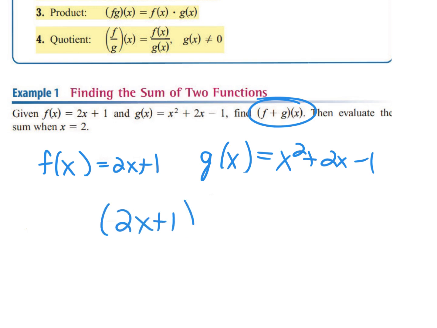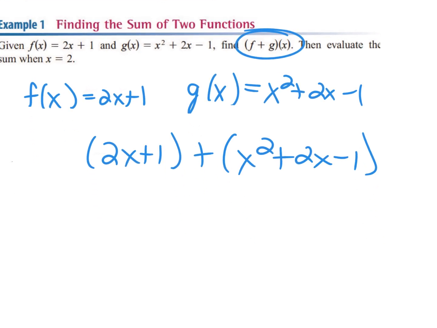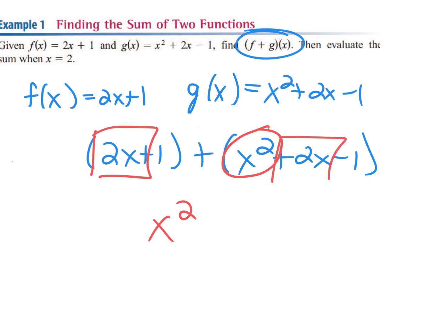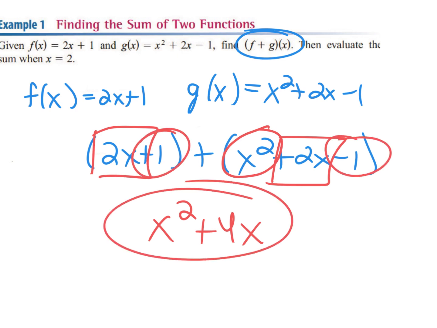2x plus 1 plus x squared plus 2x minus 1. Do I have to distribute anything? No. Can I combine like terms? Yeah. What's the highest exponent you see? X squared. Okay, so x squared. What's 2x plus 2x? 4x. Good. And then what's a positive 1 and a negative 1? They cancel. So there it is right there.